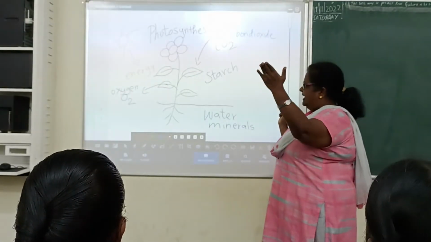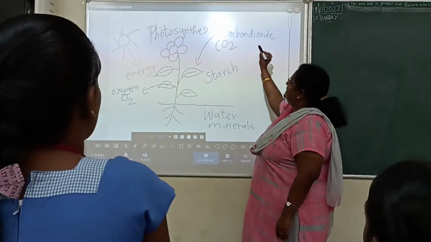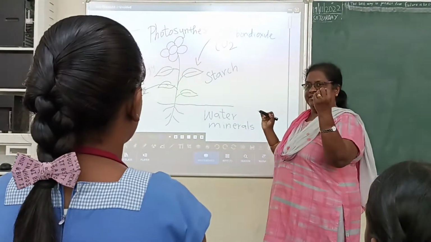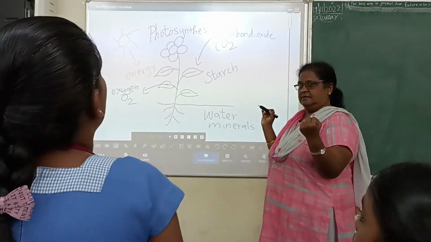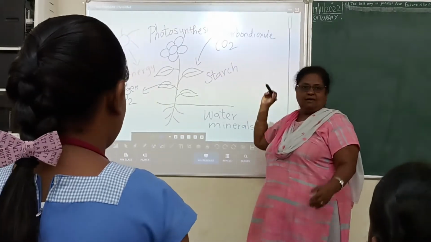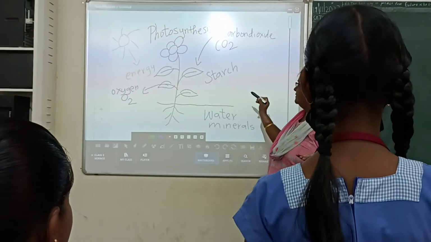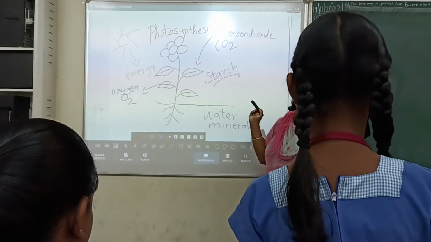Sunlight and chlorophyll. Very good, sit down. And Magdalene, what does it require from the air? Which gas does it take? Carbon dioxide. So the arrow mark goes like this. And what does it prepare? Food. What food? Starch. Very good.